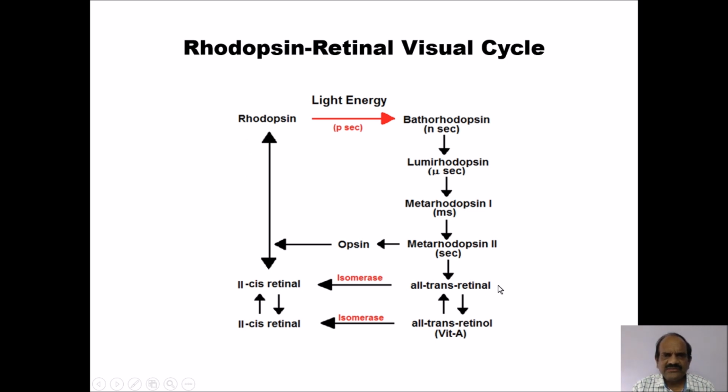Similarly, there is another pathway. All-trans retinal is converted to all-trans retinol, which is vitamin A, which is converted to 11-cis retinol. In both reactions, we require the enzyme isomerase, and the 11-cis retinol is combined with opsin to form rhodopsin.